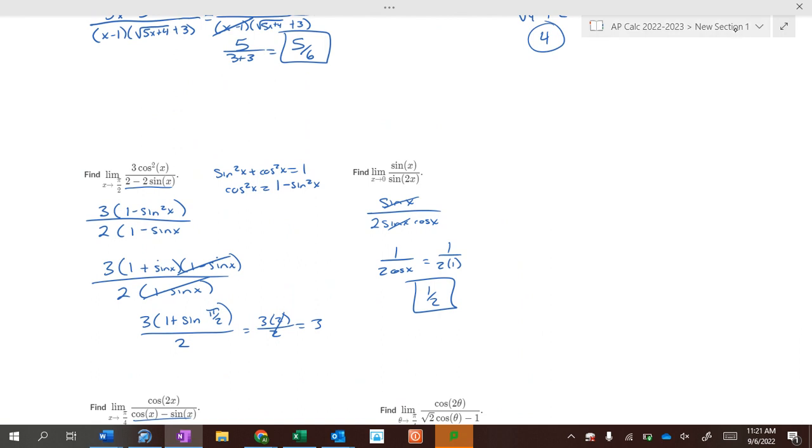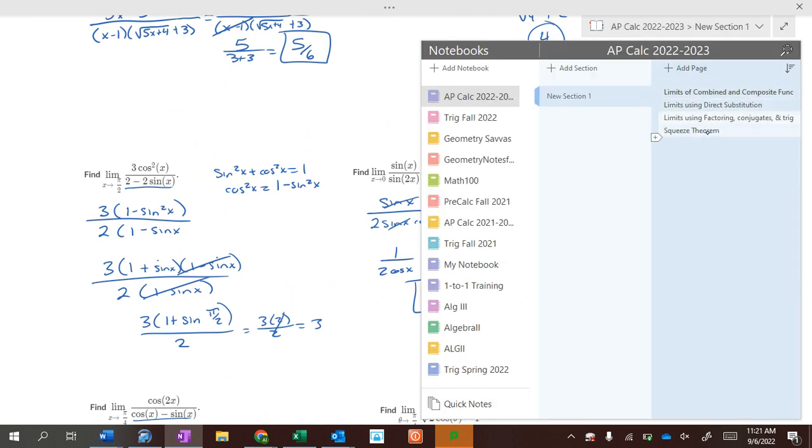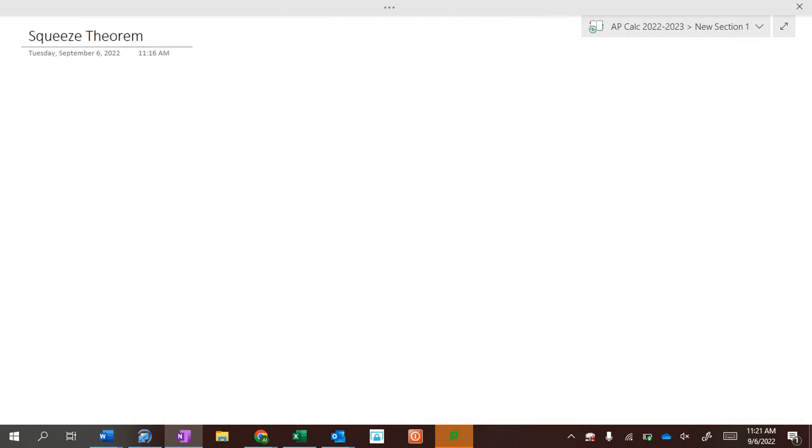All right, so today we're going to learn the squeeze theorem, and then you're going to have a quiz over limits using factoring, conjugates, trig identities, and the squeeze theorem. Now, the squeeze theorem is this.